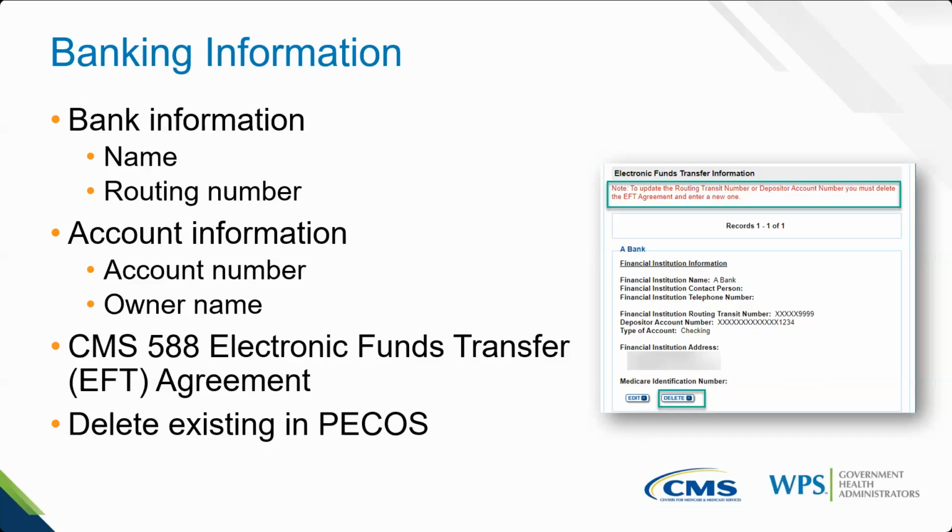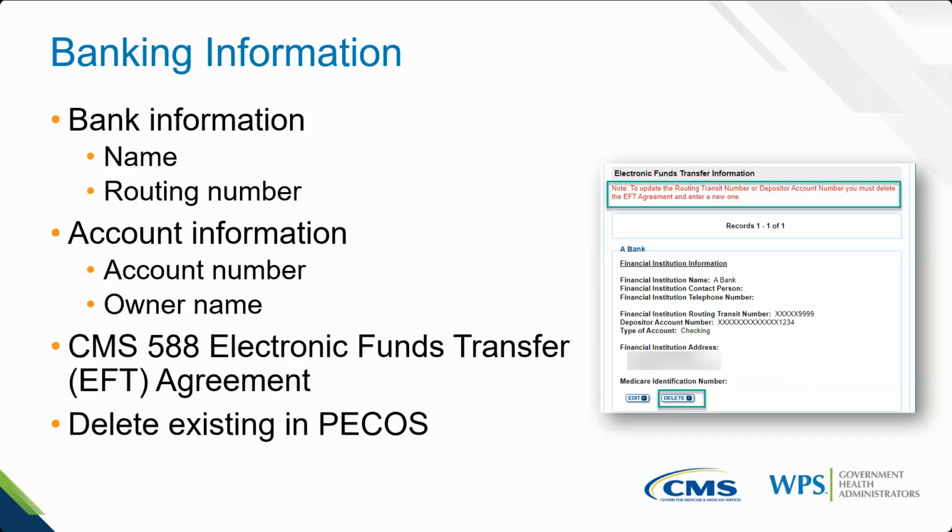It can be done a couple of ways. On paper, it can be done through a CMS 588 electronic funds transfer or EFT agreement. Generally comes in as a special payments change, so it would be an application as well. Generally, if that information is changing, it's quite possible that special payments address is changing, and so we will ask about that.